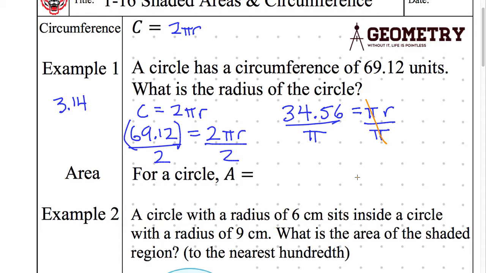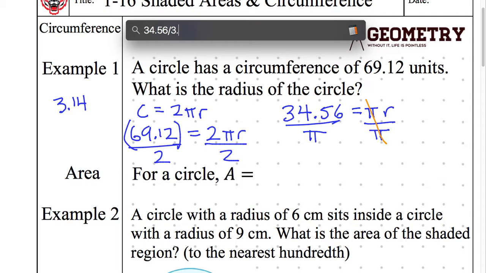These pi's cancel out because it's pi divided by pi. A million divided by a million is 1. 1 times r is just r. Never mind, I'm not going to finish that thought. But we're going to divide both sides by pi. We can just use 3.14 to approximate. So on our calculators, 34.56 divided by 3.14. What do we get?